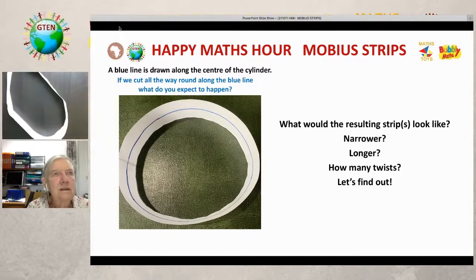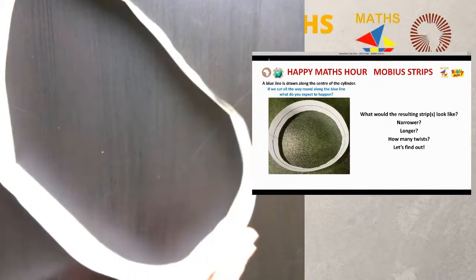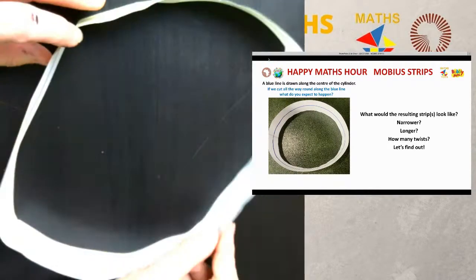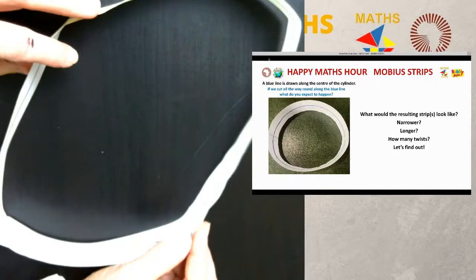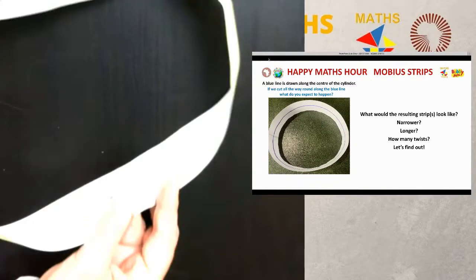Couldn't find my cylinder for a moment there. Right, let's get the correct screen up. And so we have, well, it's a bit of a wonky cylinder. So what am I doing? I'm cutting it all the way down the middle. So I've got a line that goes all the way down the middle.